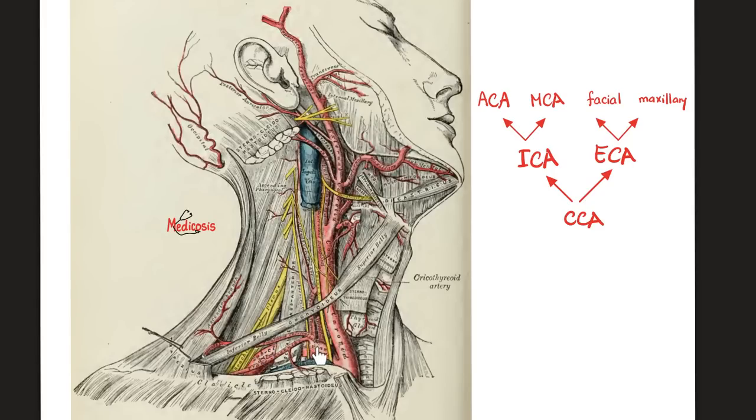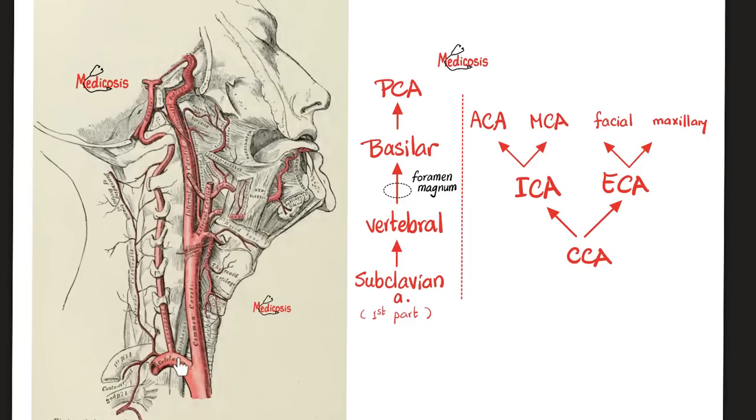The first part of subclavian has three branches: the vertebral artery, which runs up until it enters the cranial cavity, the thyrocervical trunk, and the internal thoracic artery. The thyrocervical trunk will give us inferior thyroid artery, suprascapular artery, and transverse cervical artery. Back to the common carotid artery, it will give us two terminal branches: external carotid artery for the face and internal carotid artery for the brain. Here's the first part of subclavian artery. This is the vertebral artery.